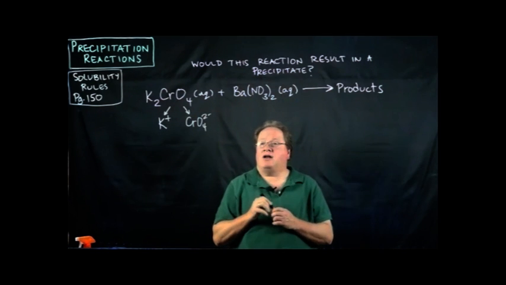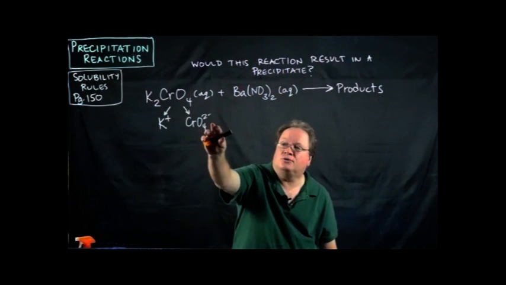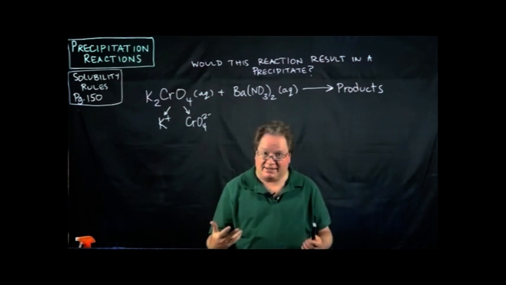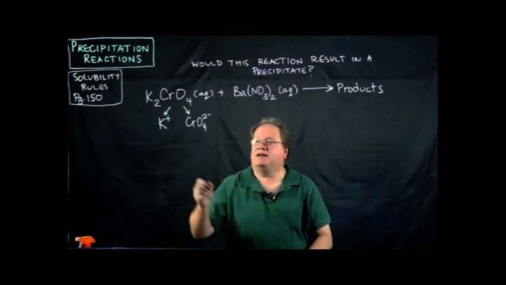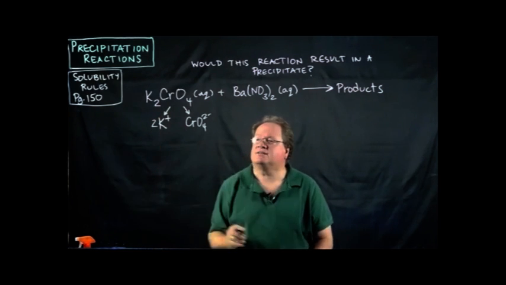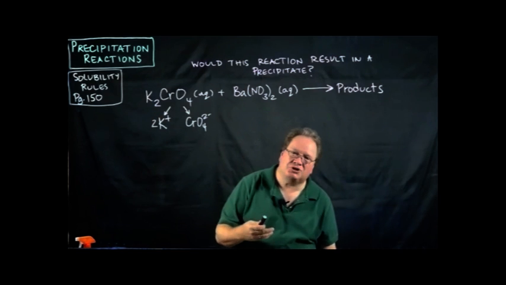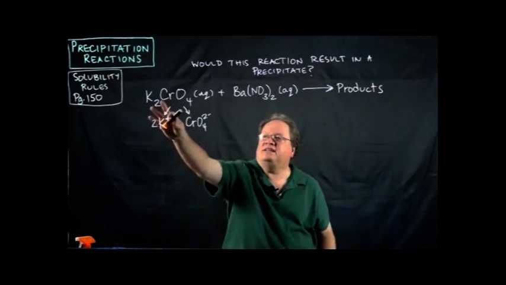Okay, how do I know that this one's -2 on the chromate? Well, you can memorize these. That is a polyatomic, and there's a list of polyatomics and their charges. But I can also just use the compound that I find it in.